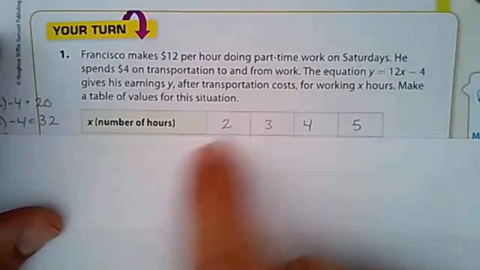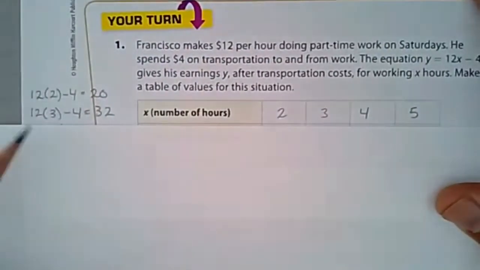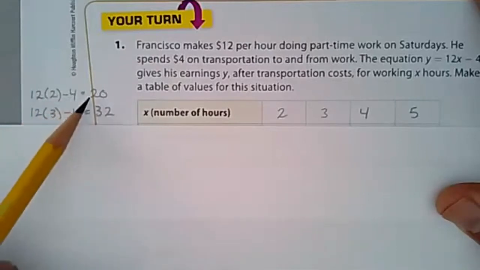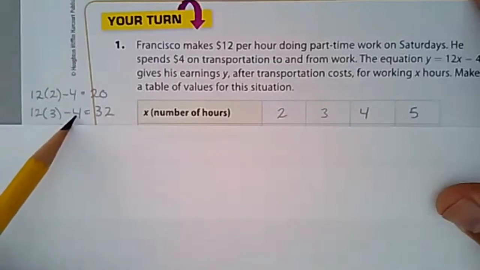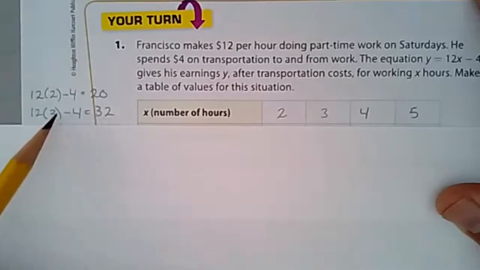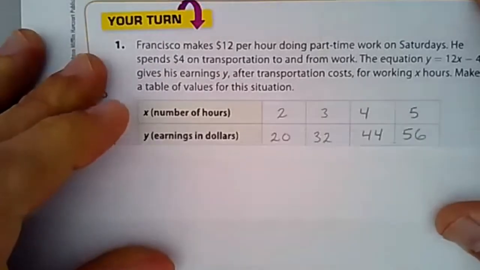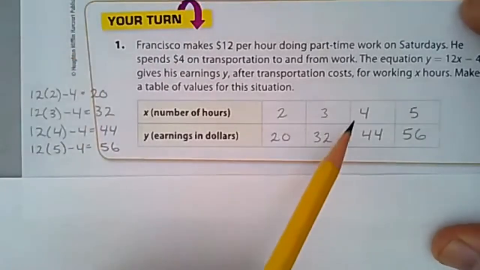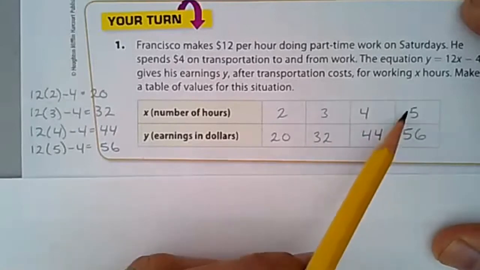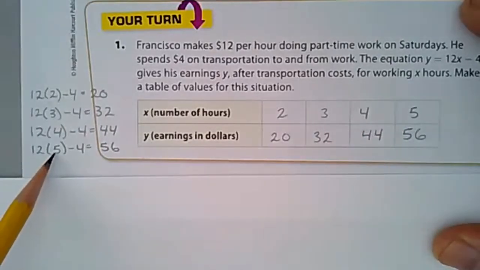For 2 hours I would do this: 12 times 2 is 24, minus 4 is 20. And 12 times 3 minus 4, well, that's 36, minus 4 is 32. So he'd make $32 if he worked for 3 hours. And that's what the rest of my table is here. For 4 hours is $44. For 5 hours, it's 12 times 5, which is 60, minus 4 is $56 he would make. Okay.